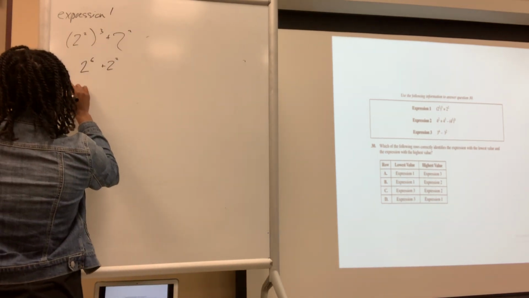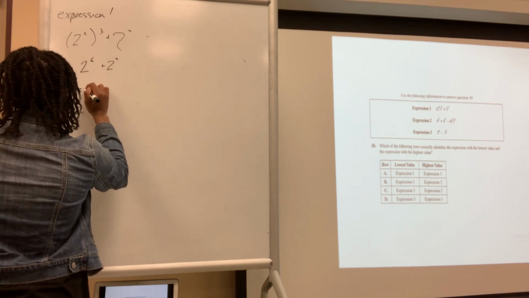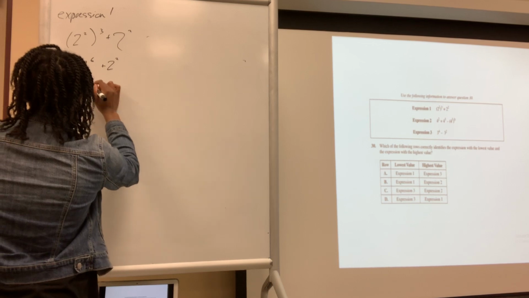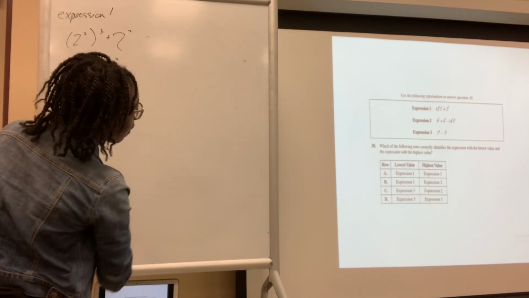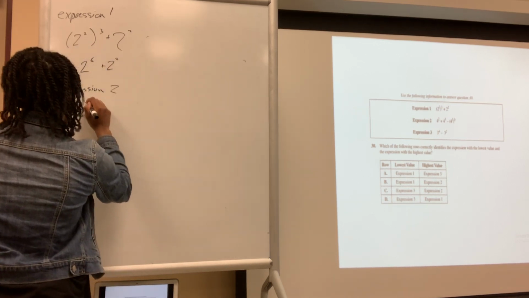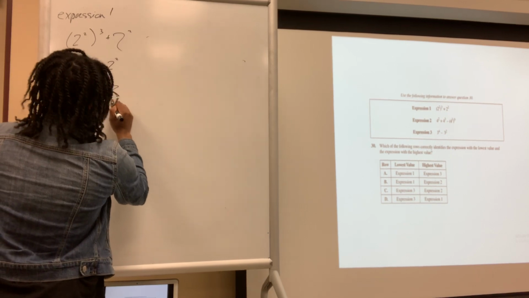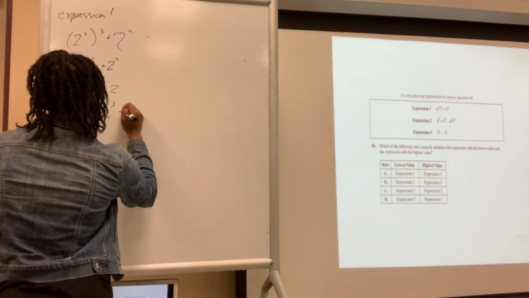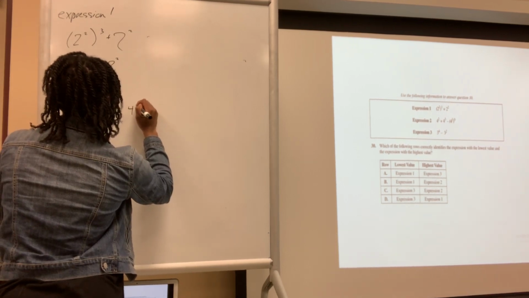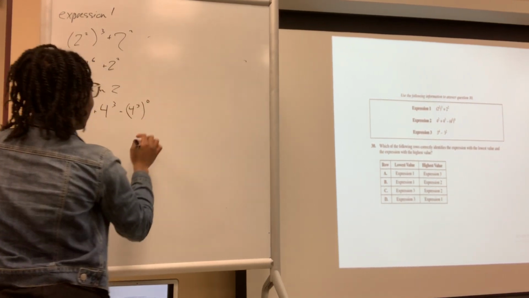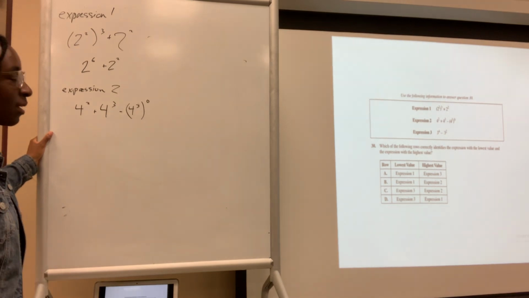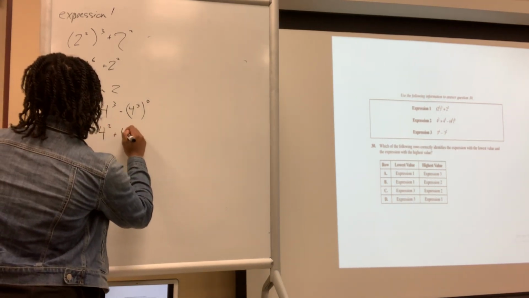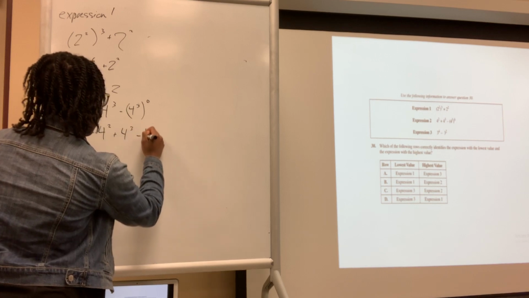For expression 2, 4 squared plus 4 cubed minus 4 to the 3 to 0. You know anything to the 0 is going to be 1. So we just highlight 4 squared plus 4 cubed minus 1.